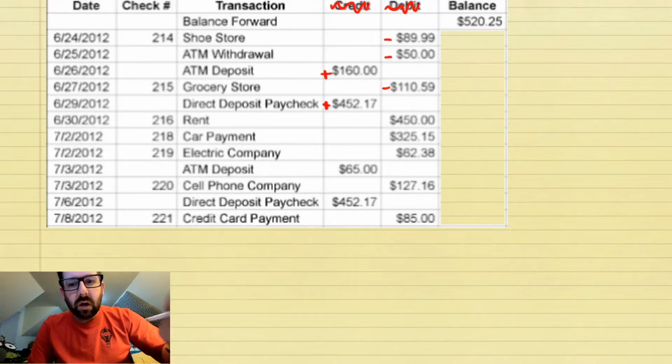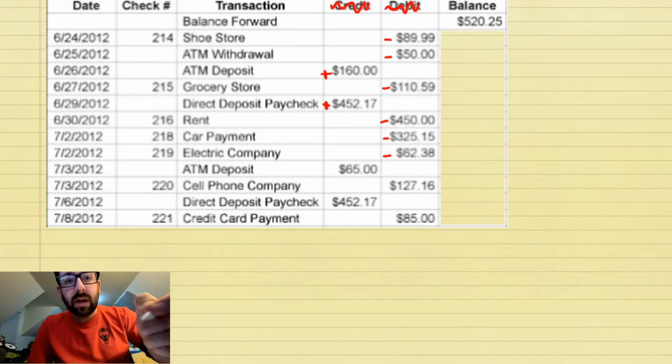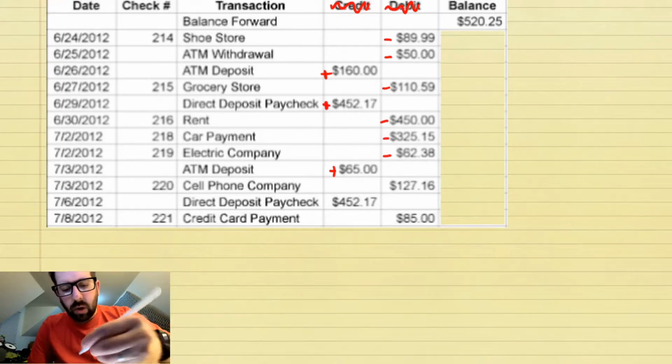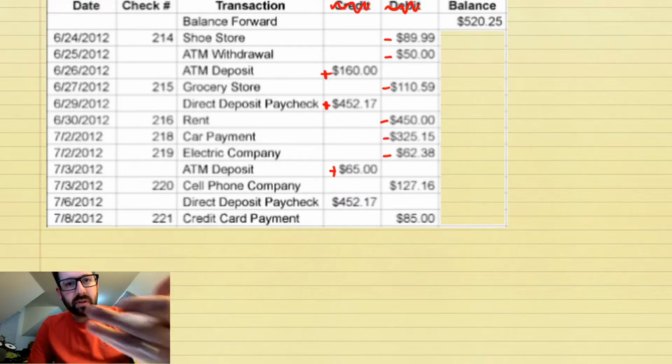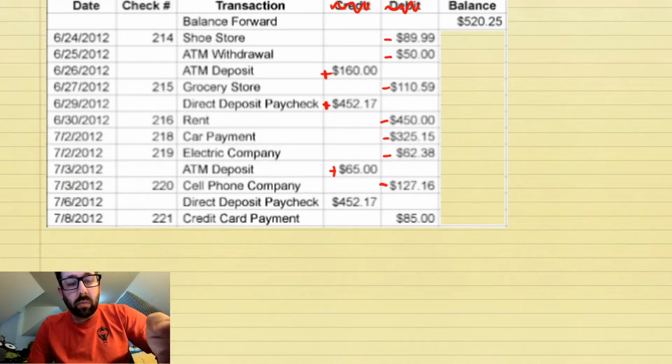Maybe it's done automatically. Rent, we're paying rent. We're paying a car payment. We're making a payment to the electric company. These are just normal things you probably have to do. We're depositing money again into our account. Maybe you have a roommate who gave you some money for the electric bill. Cell phone company, we're paying $127. That's pretty normal around here. A single person can pay $127 with the phone you're buying, the minutes, the data. It's a lot, but that's a normal amount.